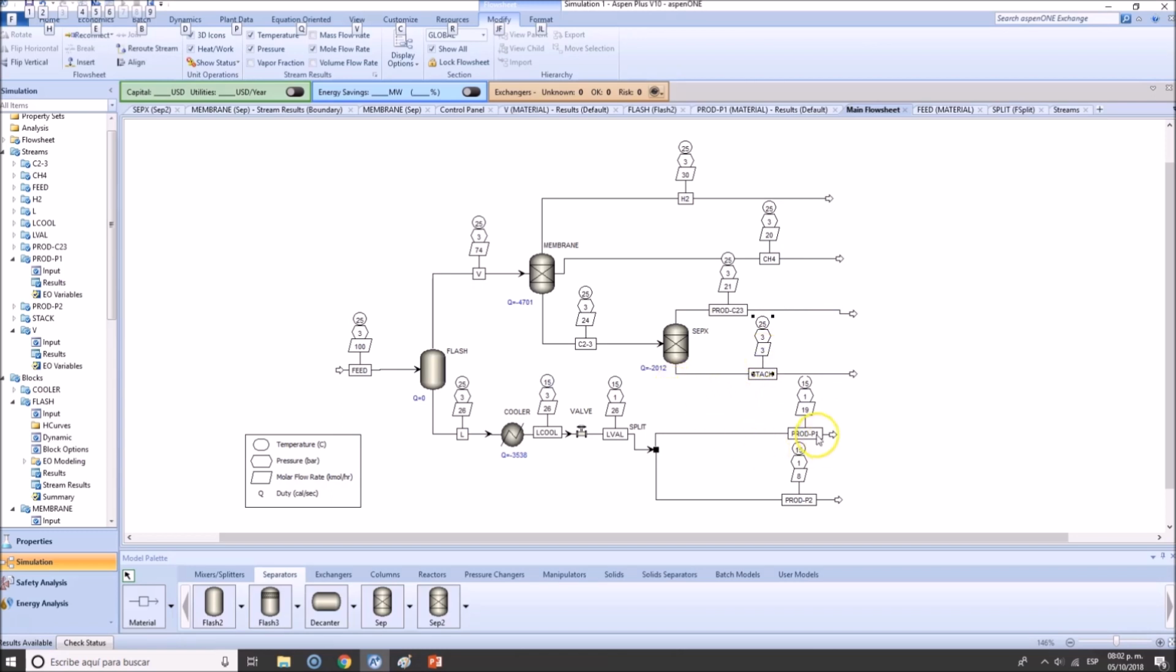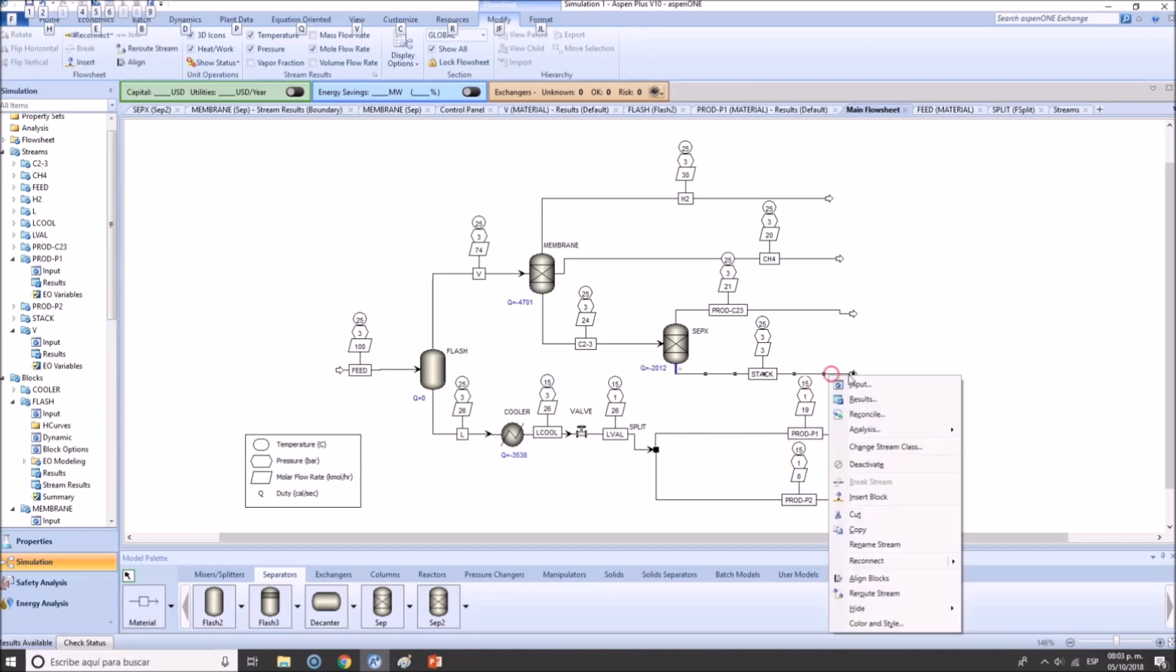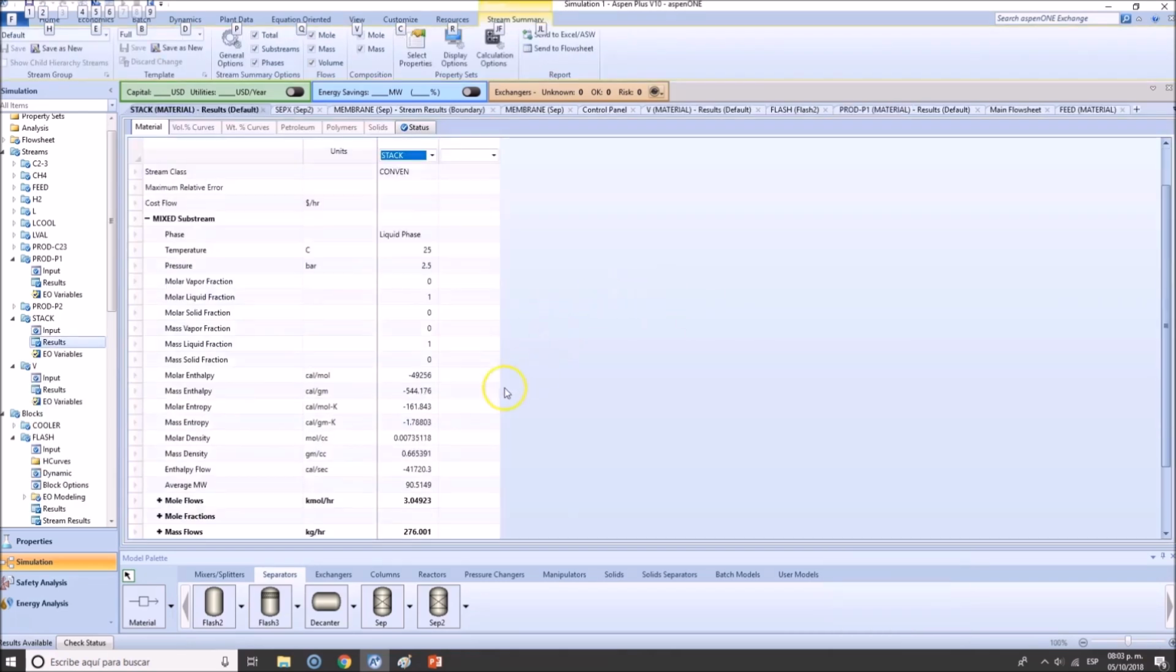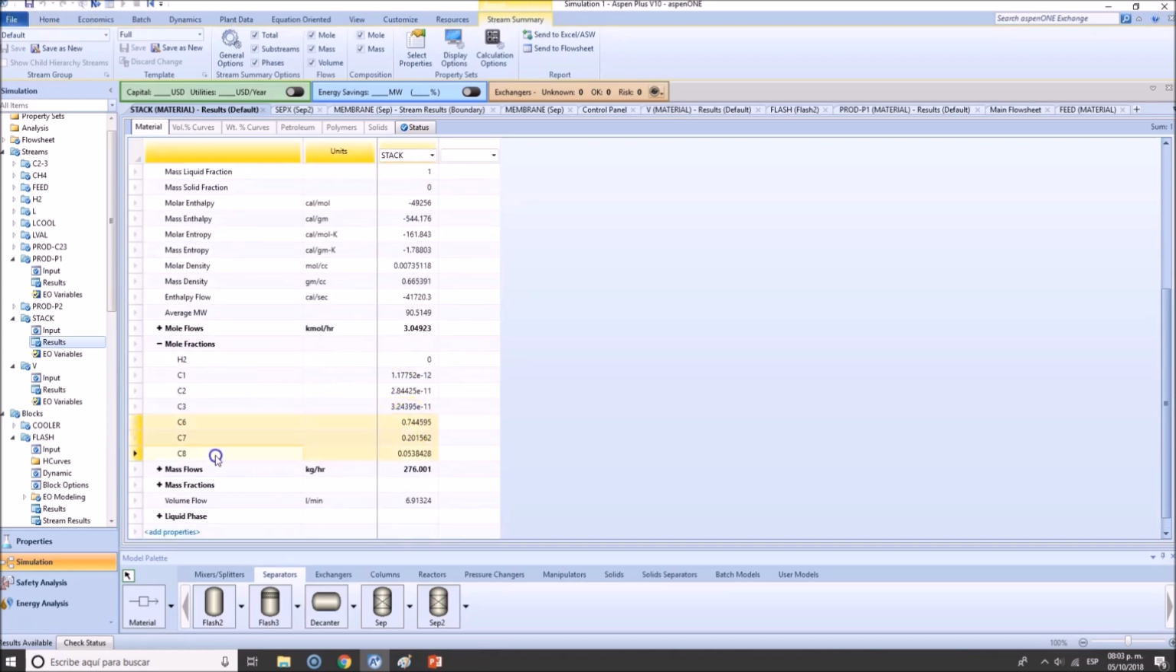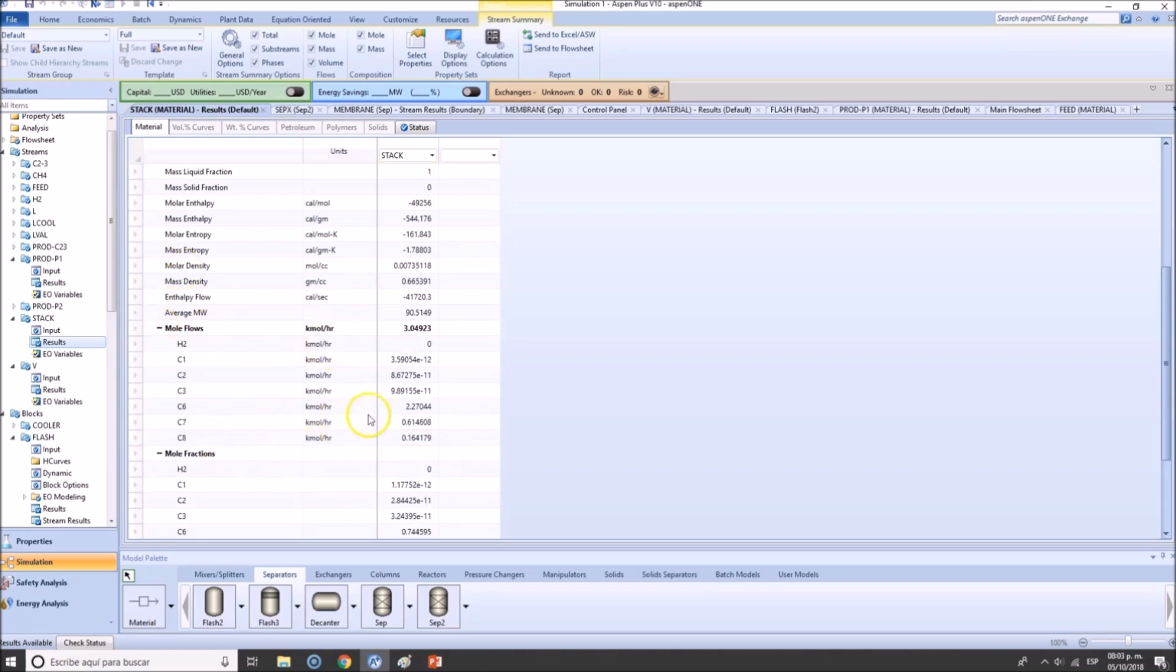So we know that most of the C6, 7, 8 are going through here. So let's analyze this stream, and you will see that it's a very small amount of C6, 7, and 8. So actually you can see here, it's mostly hexane, heptane, and octane. But if you see the flow rate, it's almost nothing. Remember that our flow rate is 100%. So let's see, where does it fit?